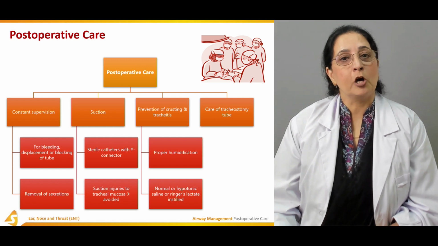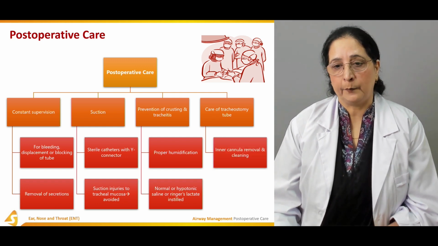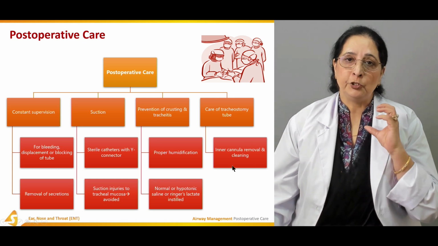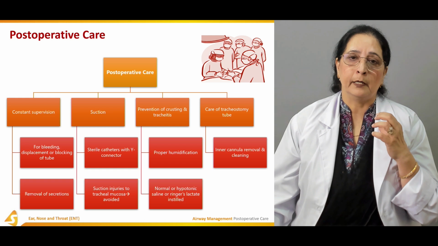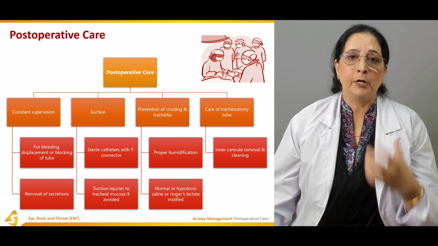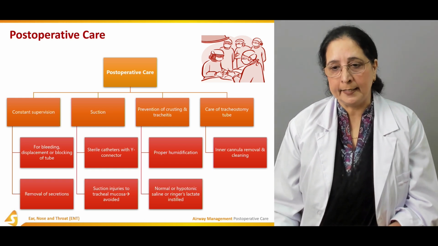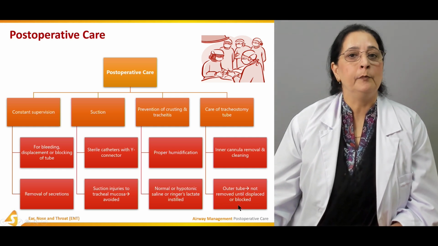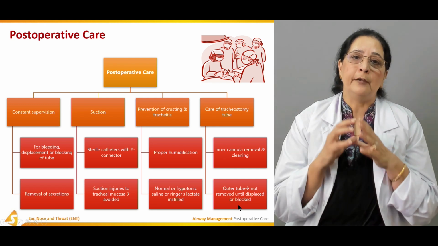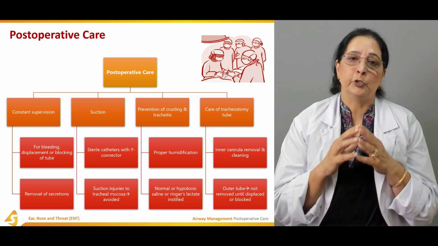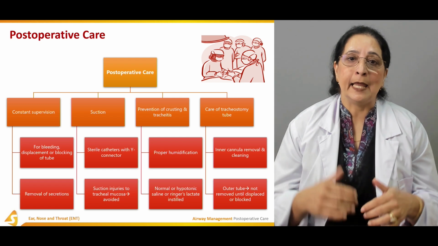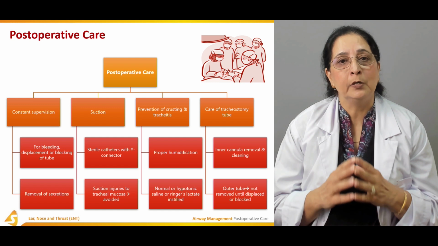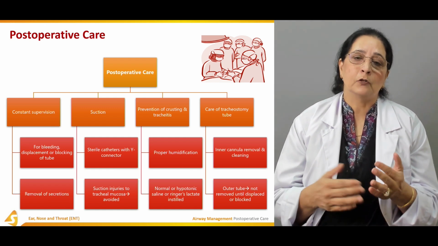Care of tracheostomy tube is also very important. Inner cannula removal and cleaning. We should clean the cannula, and the inner cannula should be removed and cleaned. Outer tube not removed until displaced or blocked. So it's important that the inner cannula should be properly cleaned and managed. The outer cannula, or the outer tube, is only removed when it is blocked or displaced.